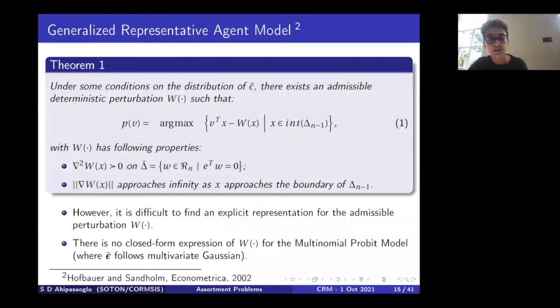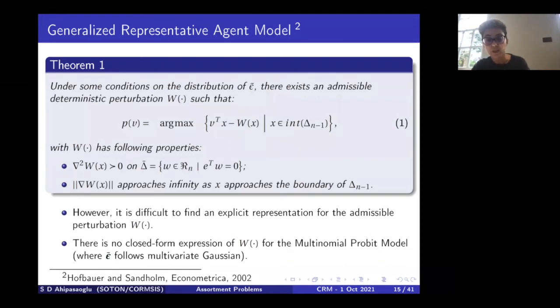As I have advertised before, it actually goes much beyond that. In 2002, Hofbauer and Sandholm showed that for any random utility model, for any distribution that you have, there is actually a corresponding representative agent model, which means that there is this function Wx, which, if you know the function, then instead of thinking about simulations to calculate the probabilities, and so forth, or closed forms, you can forget everything and just live in the world of optimization, solve this optimization problem with this entropy component, get your choice probabilities and do all the applications that you need.